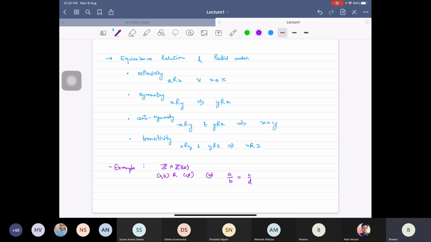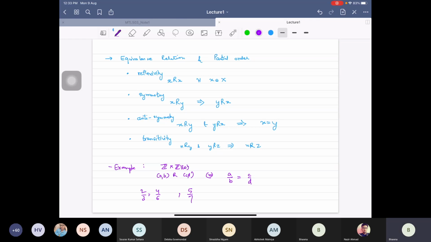And you see that 2 by 3 is actually equal to 4 by 6, right? And we do not differentiate this. So you see one particular fraction and all the elements which are related to it are disjoint from, say, 5 by 7, which is in another class.